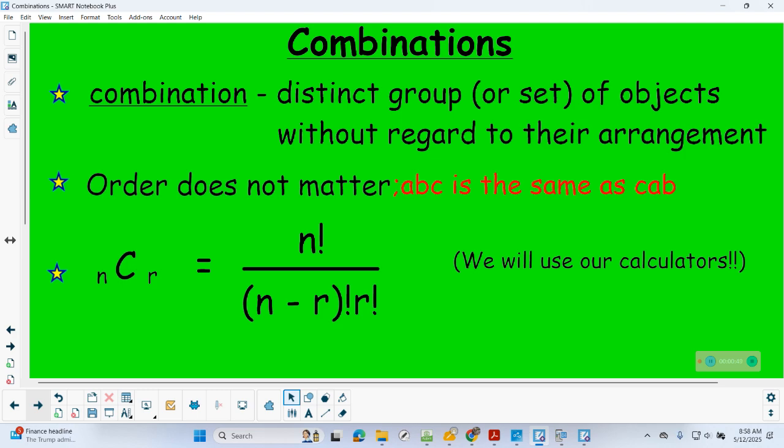So we're using a combination. This is technically the formula, okay? But we're using our calculators, it's in that math menu. Now, the subscripts work the same as they do on Friday. N is the total amount of items you're selecting from. The second one, R, is the number of items you're actually arranging. So the subscripts work the same.